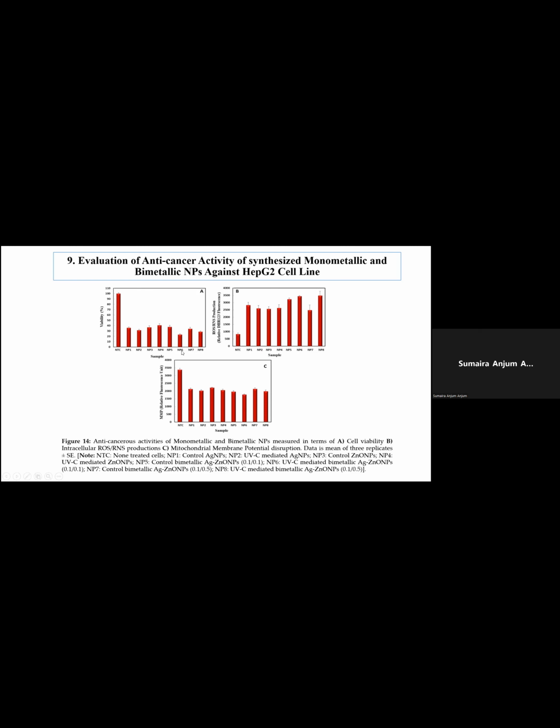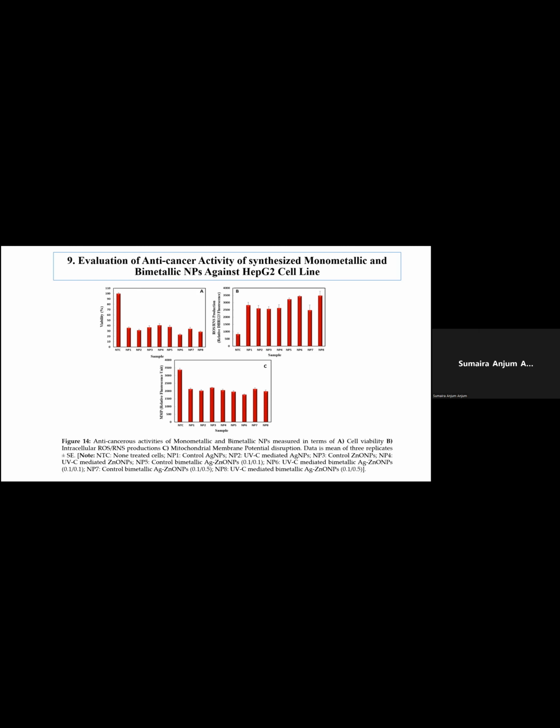But the highest inhibition was observed in case of NP6. NP6 is the bimetallic silver zinc oxide nanoparticle, which shows the highest inhibition, or you can say the lowest viability of the cancer cells, corresponding to almost 20% of cells being viable and 80% dead.